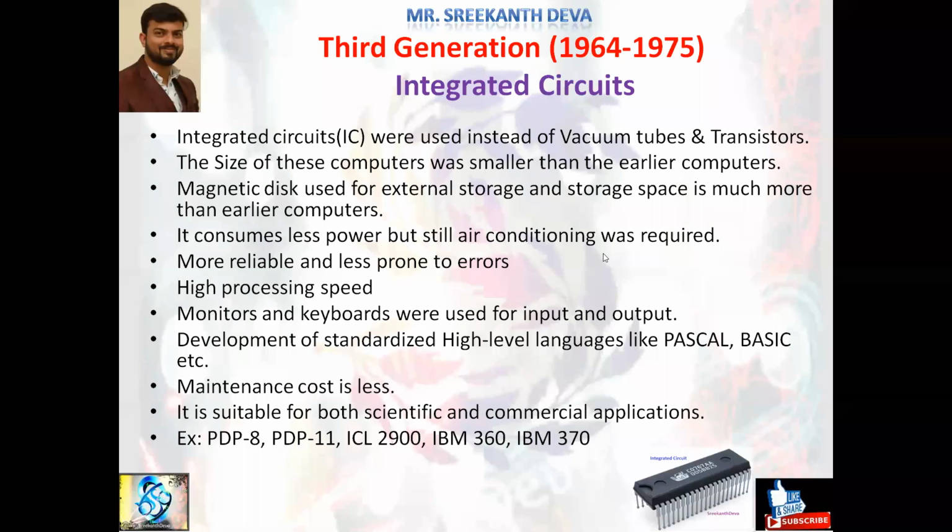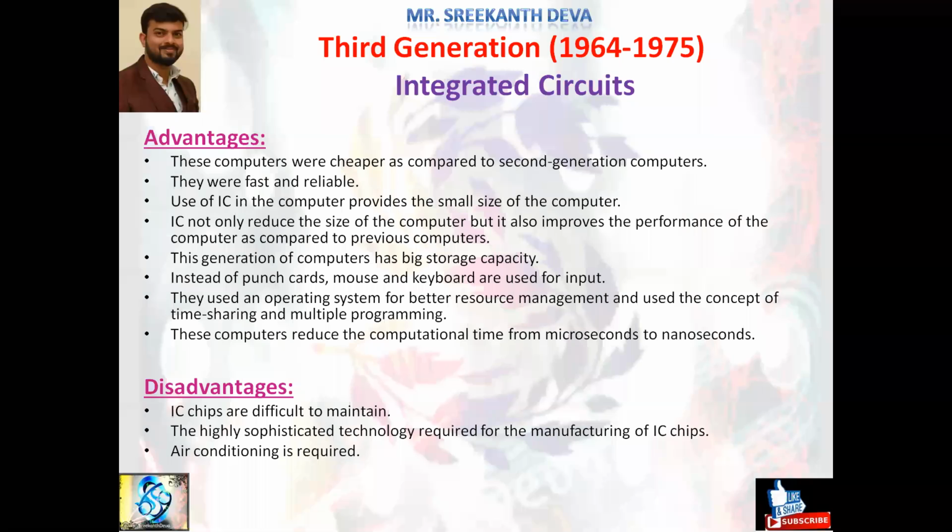Here you need to look out for some major points about third generation computers. Integrated circuits were introduced in place of transistors and vacuum tubes. Magnetic disks were introduced for storage, instead of the earlier magnetic tapes and magnetic drums. Peripheral devices were improved, and they also supported high-level languages like Pascal and Basic. So these are all the advantages of third generation computers compared to second and first generation computers.